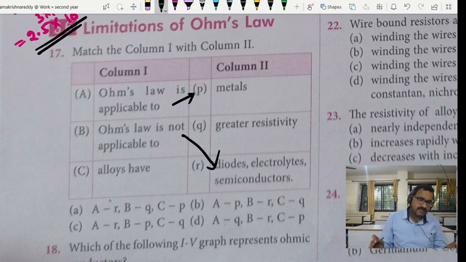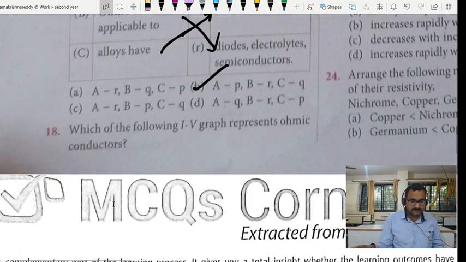What about the third one, C? What are we writing for that one? C is nothing but greater resistivity. Generally we observe that it is not sensitive to temperature. They have greater resistivity, but they are insensitive to temperature. So A to P, B to R, C is Q. That is the correct option.